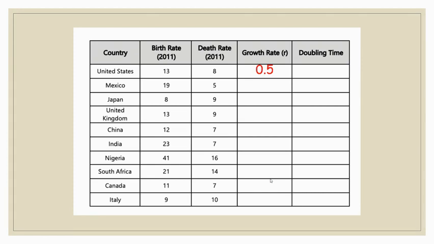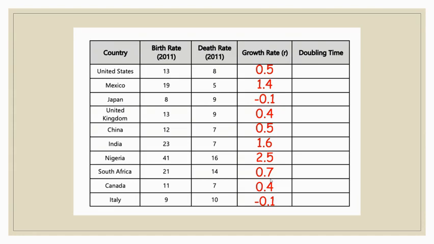So what you should do is pause the video here, calculate the rest of these growth rates, and then I'll click through and you can check all your answers. For Mexico, it's going to be 19 minus 5 divided by 10, right? 1.4, negative 0.1 for Japan, 0.4, 0.5, 1.6, 2.5, 0.7, 0.4, negative 0.1.